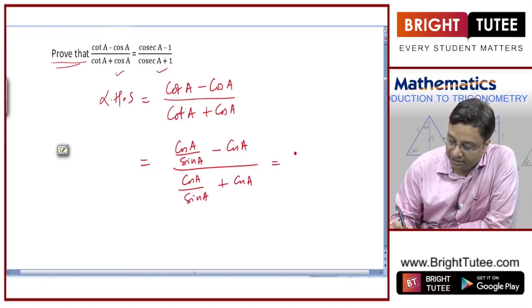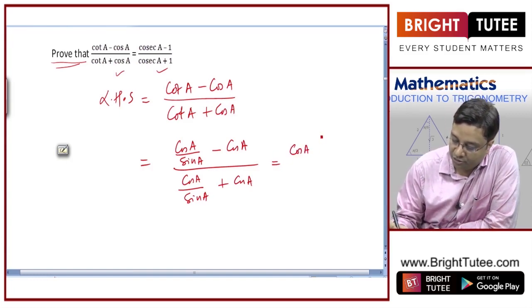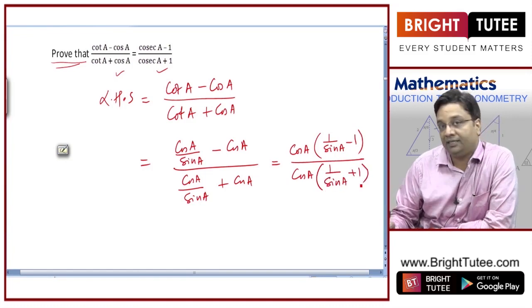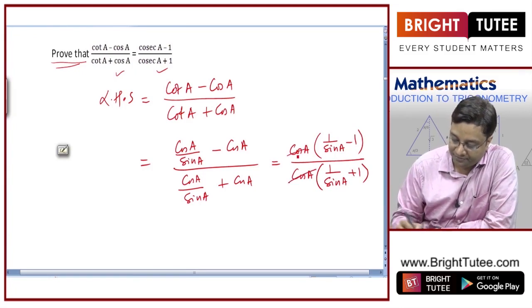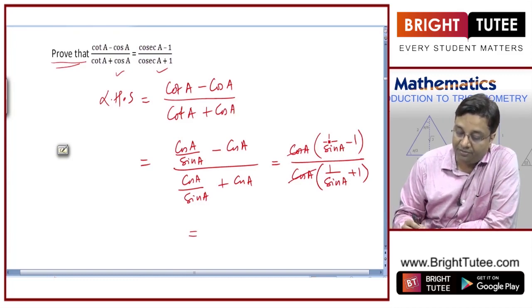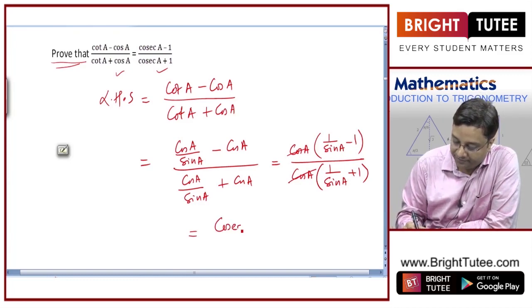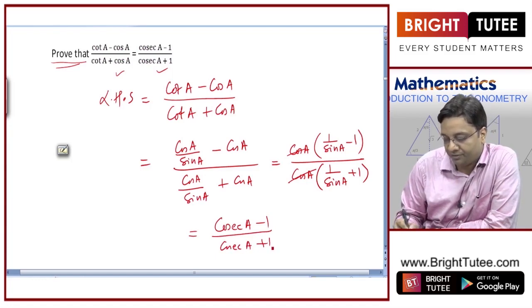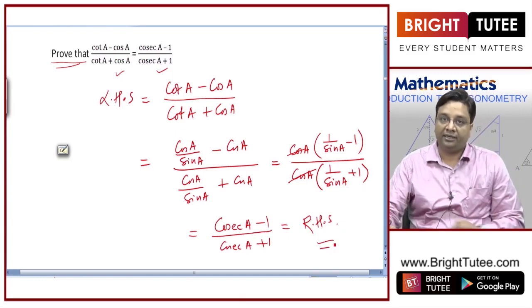Now you can see that we can take cos A common in the numerator. So I will be left with 1 by sin A minus 1, and in the denominator if I take cos A as common, I will have 1 by sin A plus 1 inside the bracket. Cos A can be cancelled here. So this is 1 by sin A. 1 by sin A is nothing but cosecant A, so we get cosecant A minus 1 by cosecant A plus 1, which is equal to right hand side. Right?